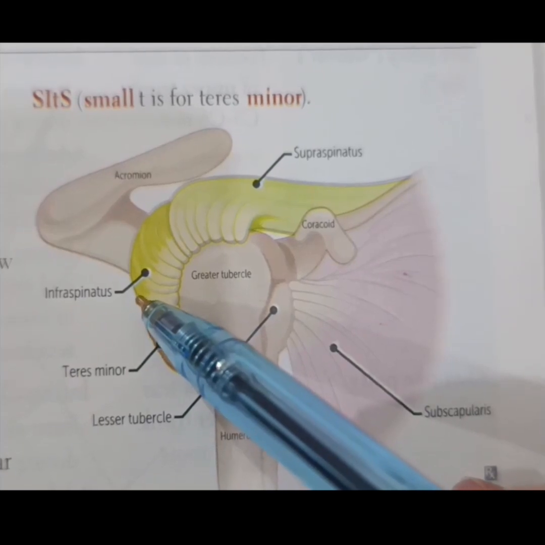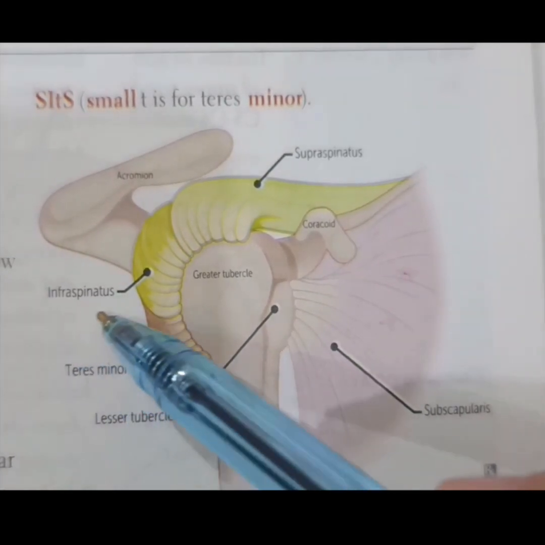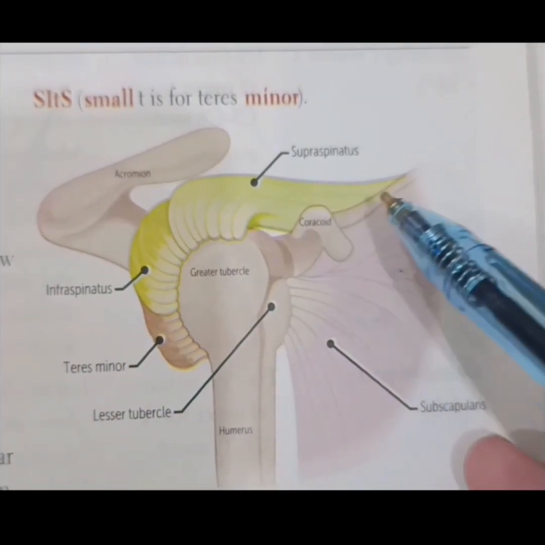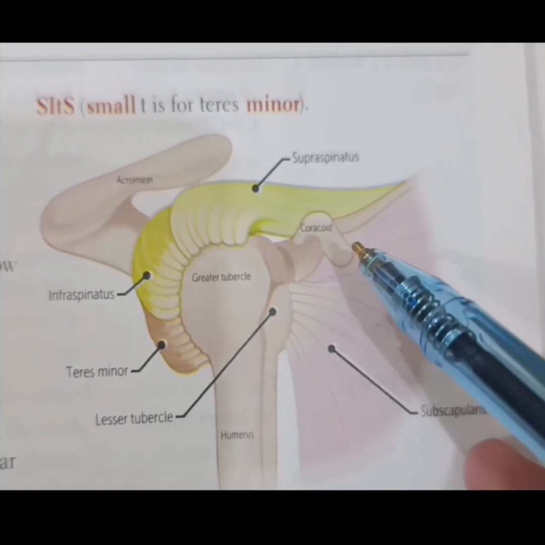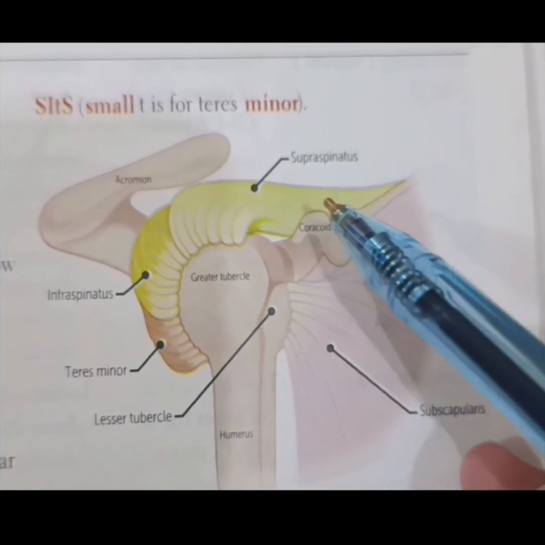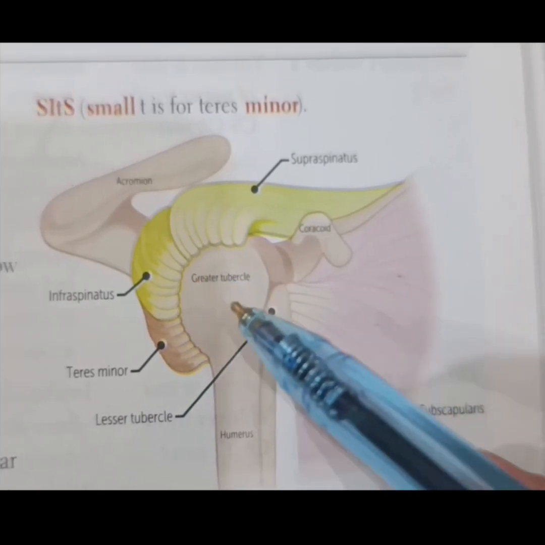Then comes the infraspinatus muscle. The infraspinatus muscle originates from the infraspinous fossa on the scapula, below the spine, from here, and then it would get inserted on the greater tubercle of the humerus.